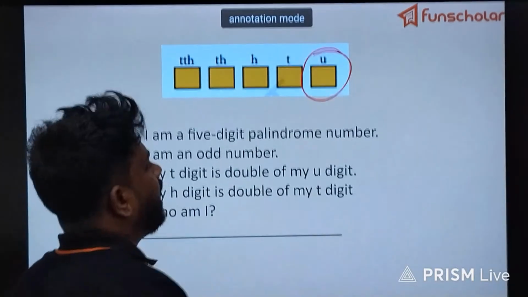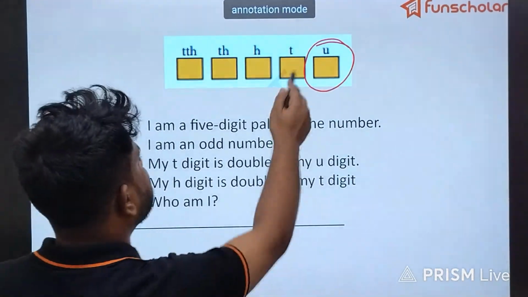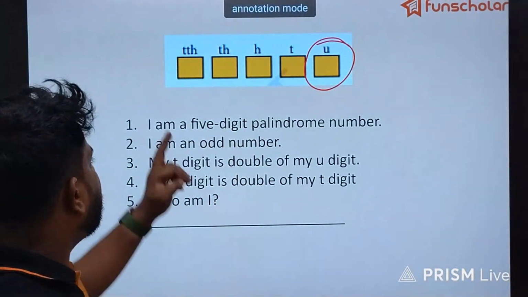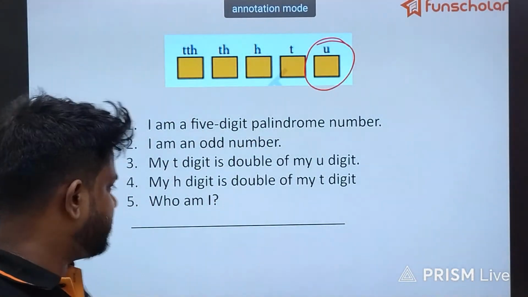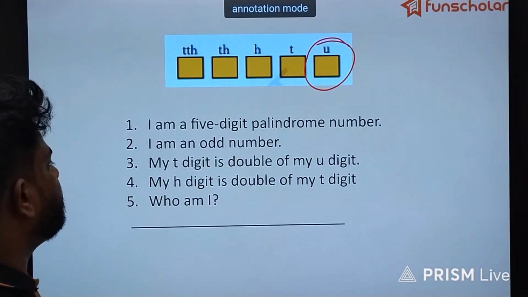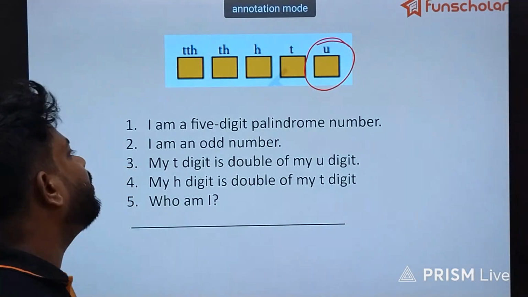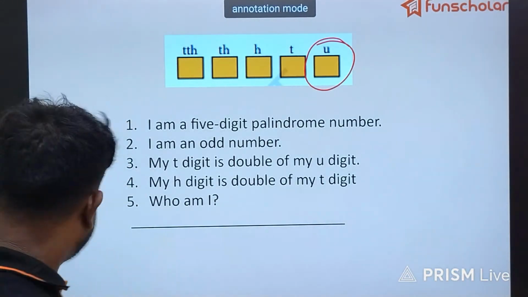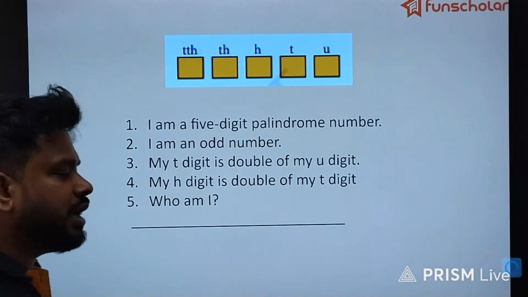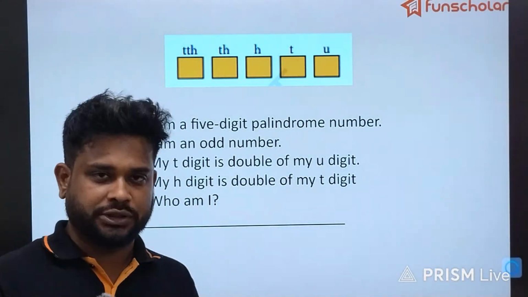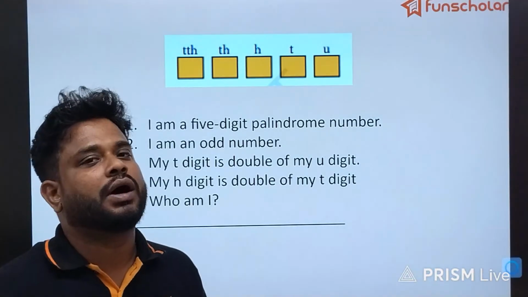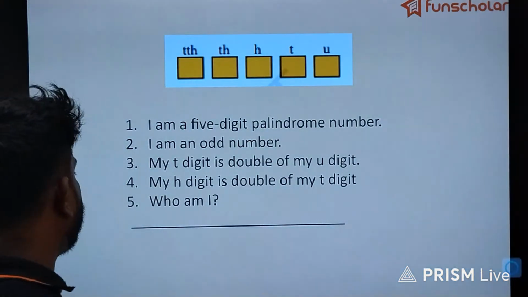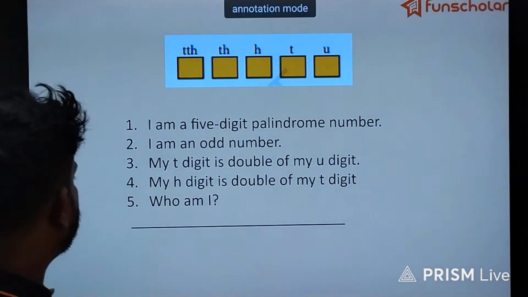U digit means unit digit, T digit means tens digit, TH digit means thousand digit, and TTH means 10,000 digit. Okay, so who am I? You have to tell me. So first you have to find the 5-digit palindrome numbers. Generally this type of question has MCQ options, so you don't have to find it on your own. So what will be the number you have to choose?